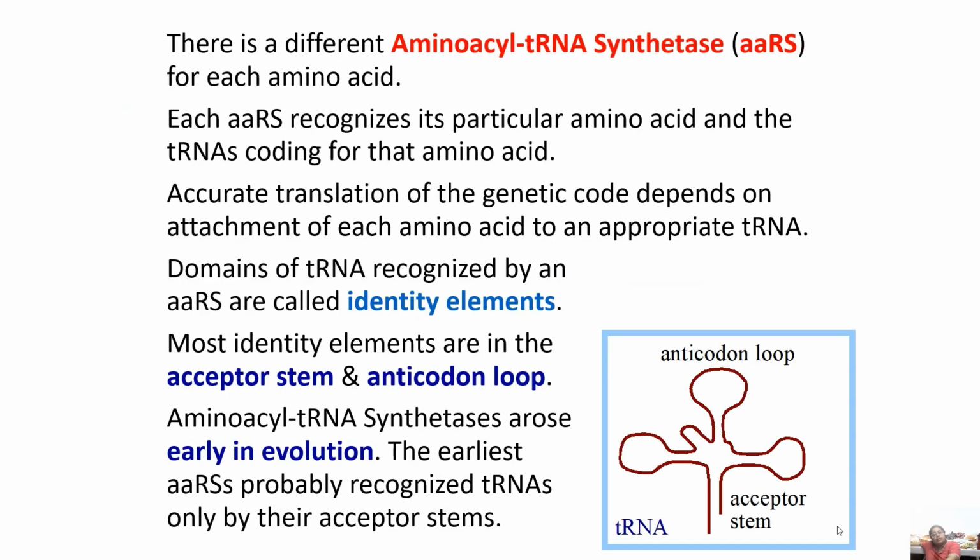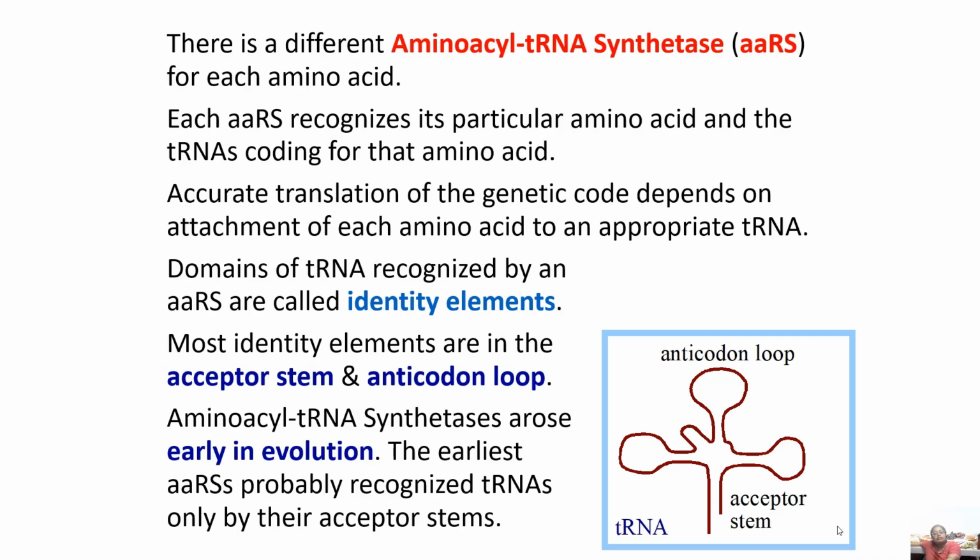There is a different amino acid tRNA synthetase for each amino acid. Each synthetase recognizes a particular amino acid and the tRNA that codes for that amino acid. Accurate translation of the genetic code depends on the attachment of each amino acid to an appropriate tRNA, and domains of tRNA recognized by an AARS are called identity elements. Most identity elements are in the acceptor stem and the anticodon loop.